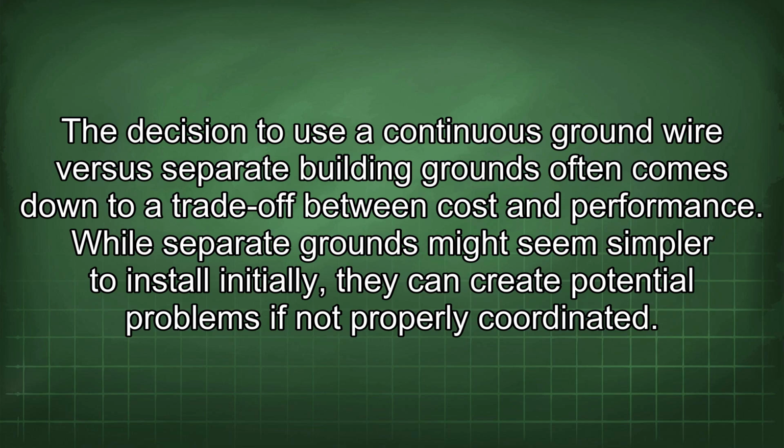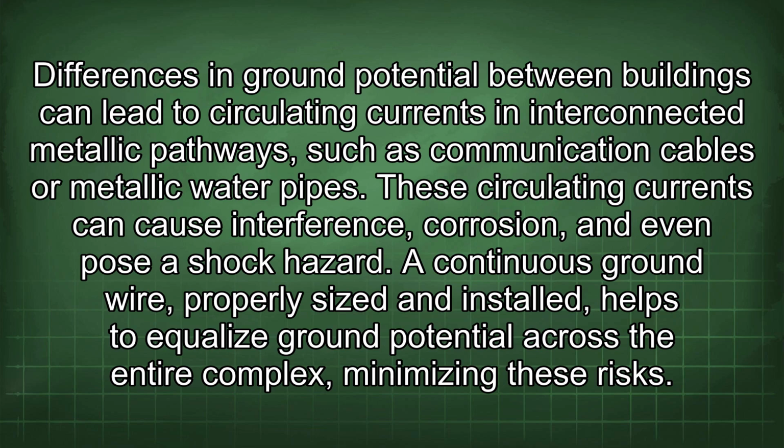The decision to use a continuous ground wire versus separate building grounds often comes down to a trade-off between cost and performance. While separate grounds might seem simpler to install initially, they can create potential problems if not properly coordinated. Differences in ground potential between buildings can lead to circulating currents through interconnected metallic pathways, such as communication cables or metallic water pipes. These circulating currents can cause interference, corrosion, and even pose a shock hazard. A continuous ground wire, properly sized and installed, helps to equalize ground potential across the entire complex, minimizing these risks.